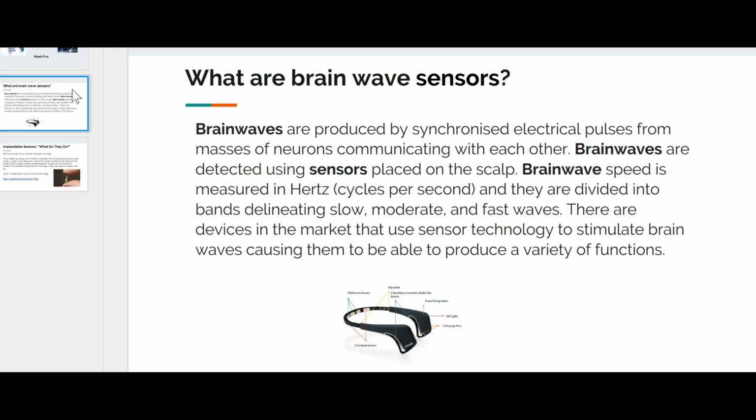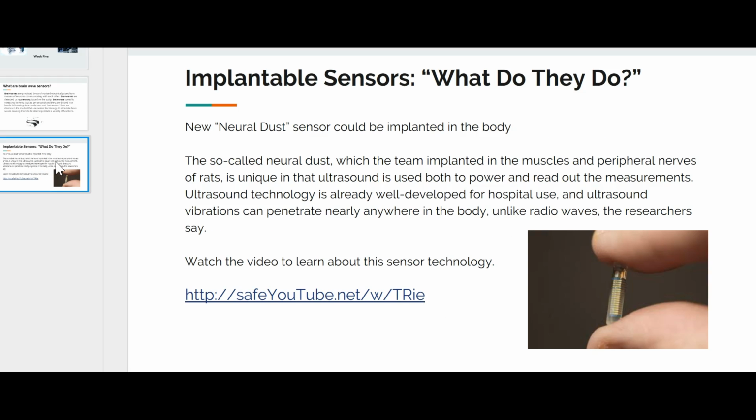They also detect the speed, which is measured in what's called hertz, or cycles per second. And they're divided into different bands, starting from slow and then getting to moderate, which is like an average speed, and then fast waves, which are even faster than the average. So they go in different stages. Now there are devices on the market that use this type of technology to stimulate brain waves and cause them to produce different types of functions. So this is another example of how sensor technology is used.